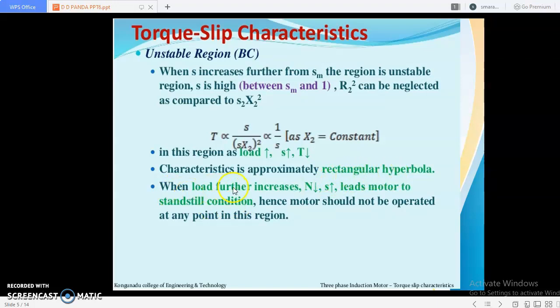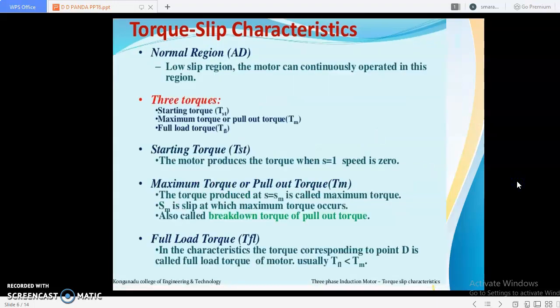In this case, when load further increases, the speed of the induction motor starts decreasing and slip starts increasing, which leads the motor to a standstill condition. Hence, the motor should not be operated at any point in this region. Now, the normal region, the low slip region as it is otherwise called, the motor can be operated continuously in this region. So now we will go to the different torques.